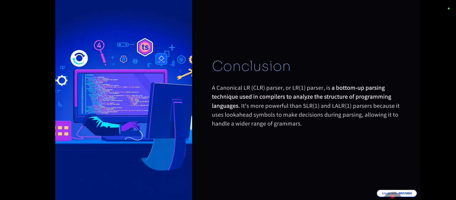Conclusion: a canonical LR parser or LR(1) parser is a bottom-up parsing technique used in a compiler to analyze the structure of programming languages. It is more powerful than SLR(1) and LALR(1) parsers because it uses a lookahead symbol to make decisions during parsing, allowing it to handle a wider range of grammars.